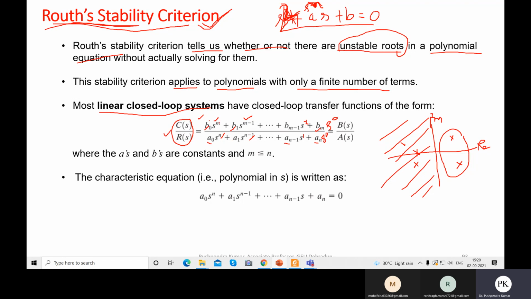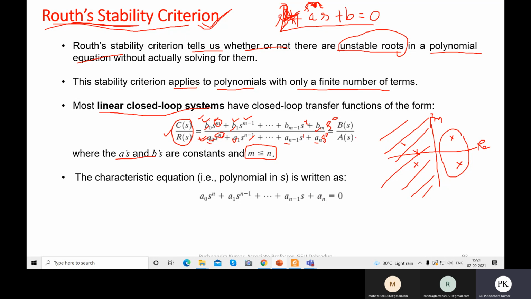So m can be cubic, m is equal to 3, then the numerator will have 3 powers. If n is equal to 6, then the denominator power will be 6, and the order of the system is determined by the denominator. The a's and b's are constants, and it is also important that in a transfer function the highest power of the numerator is less than the highest power of the denominator.